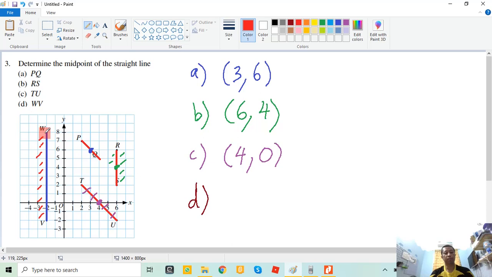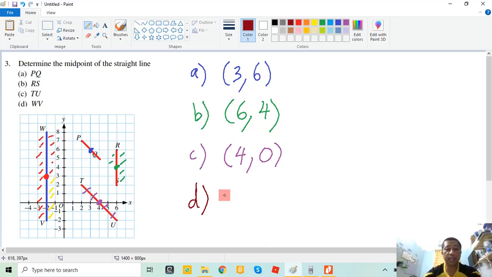So there are 10 boxes. So 10 divided by 2 is equal to 5. So we count 5. I count from here. 1, 2, 3, 4, 5. Therefore, this is the midpoint. Okay. So if we count 5 from V, 1, 2, 3, 4, 5. Also the same, 5 units. Okay, so that is the midpoint for WV.